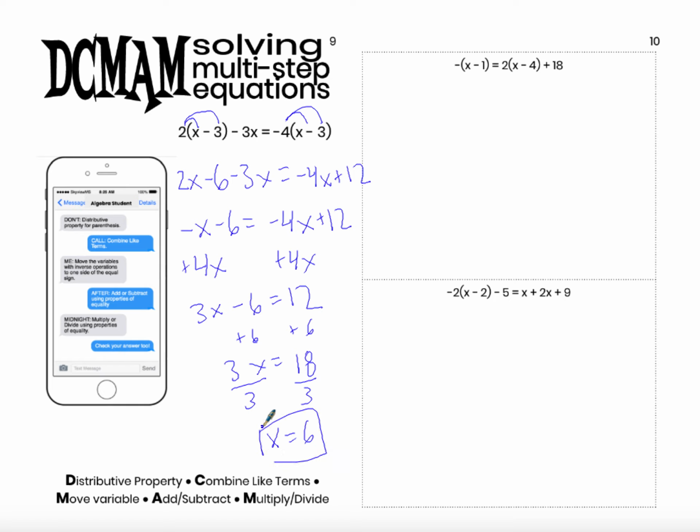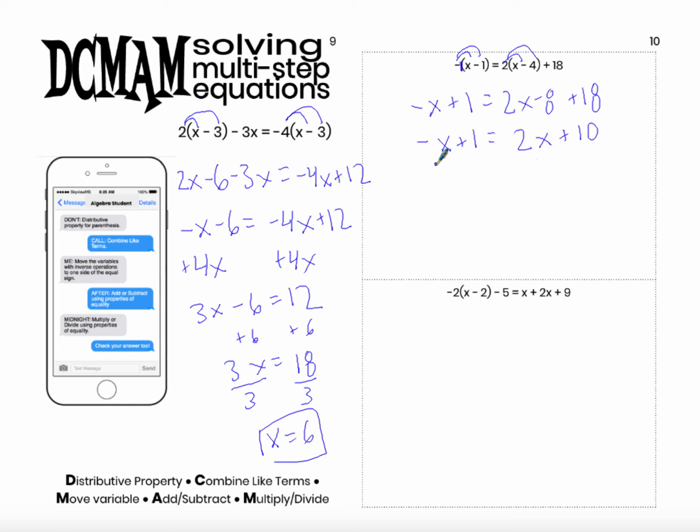So sometimes I won't need to use the distributive property on both sides. In this case, I do. The negative outside the parentheses indicates an invisible negative 1. So I have negative x plus 1 equals 2x minus 8 plus 18. So there was my distributive property. I don't need to combine any like terms on the left side, but I do on the right. I have 2x plus 10.